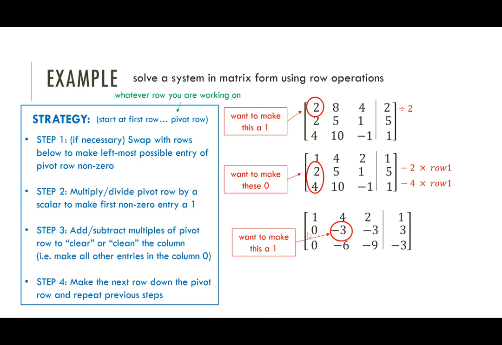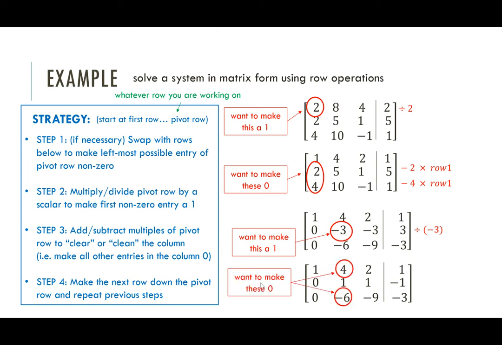To make that a 1, we will divide the whole row by negative 3 and end up with this matrix where, okay, the first row didn't change. I didn't change the third row. All I did was divide that second row by minus 3. And now, jumping to step 3, let's clear the column. Let's eliminate y from the other equations. So we want to make those two numbers 0.